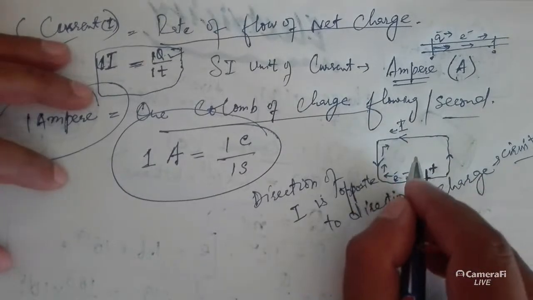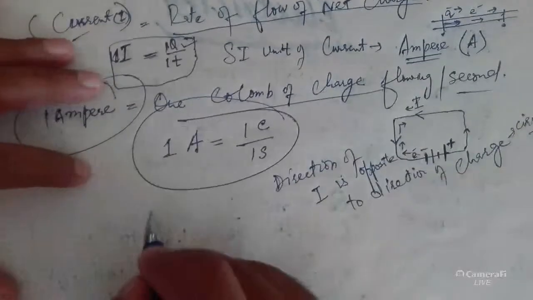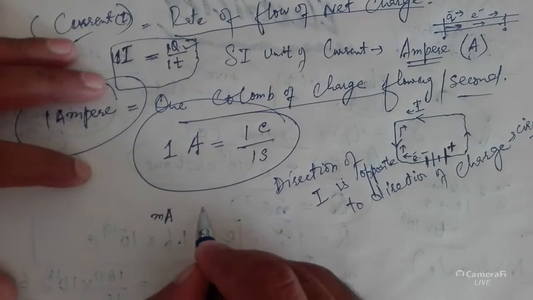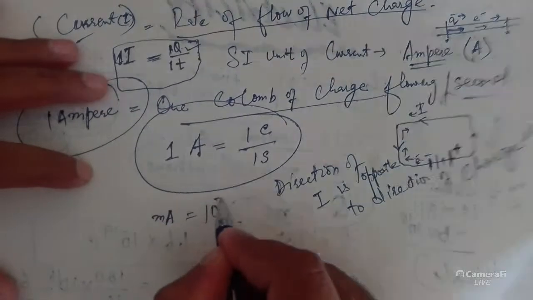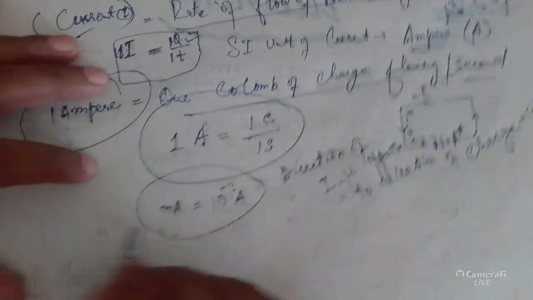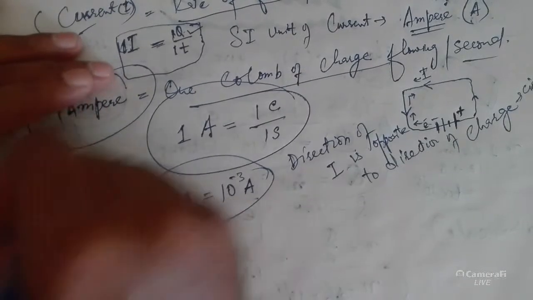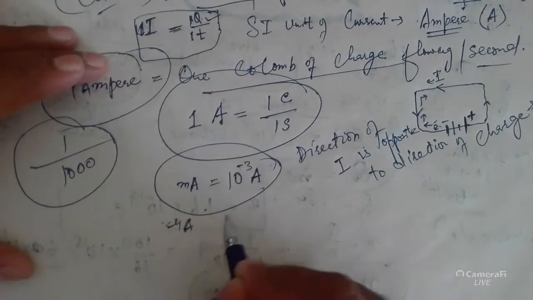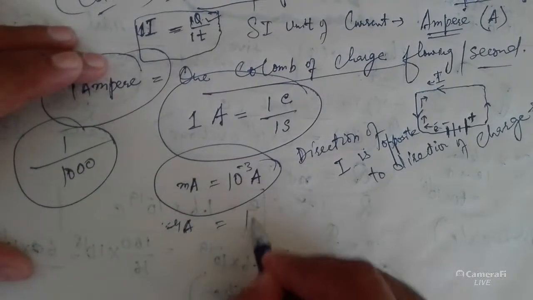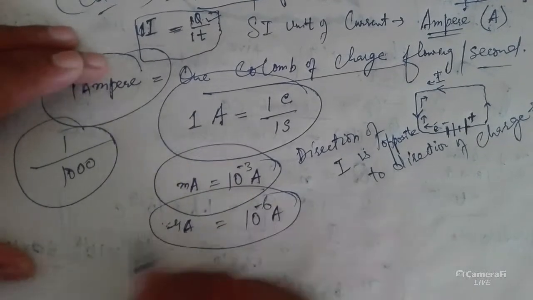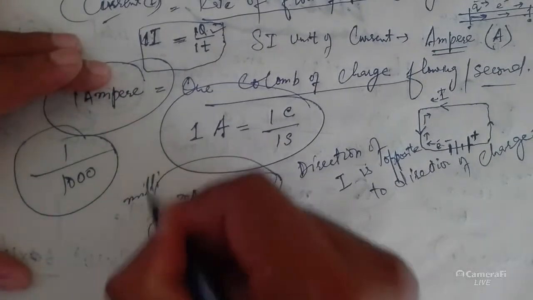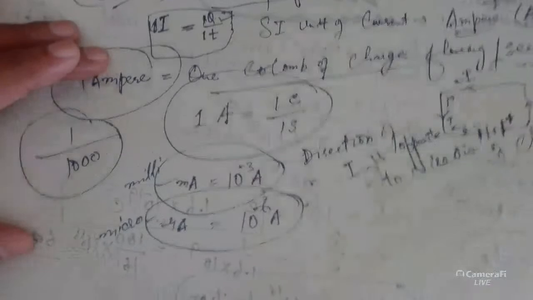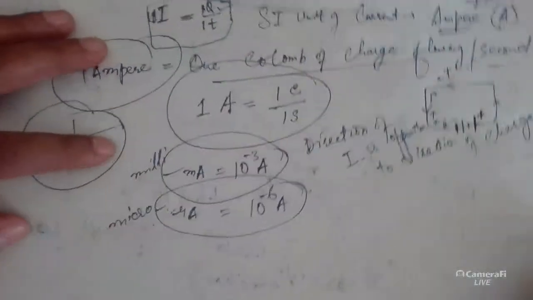So the small quantity of current is expressed in milliampere also. So 1 milliampere is equal to 10 to the power minus 3 ampere. Milli means 1 by 1000. Okay, then we have the microampere also. 1 microampere is equal to 10 to the power minus 6 ampere. Milliampere, microampere. Okay, so milliampere and microampere. Now this was all about this.